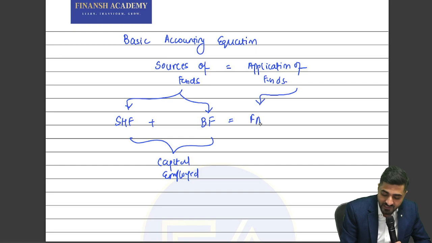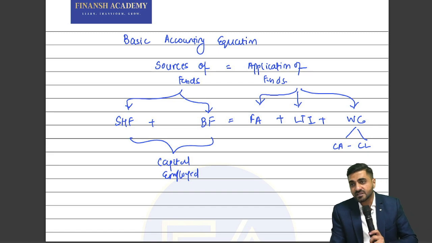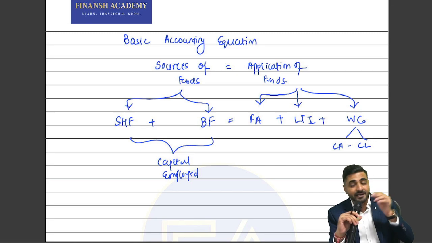And where do you apply it? Assets. What is the first asset? Fixed assets. Second asset, long-term investment. Third is working capital. What is working capital, beta? Current assets minus current liabilities. This is called basic accounting, the entire balance sheet.